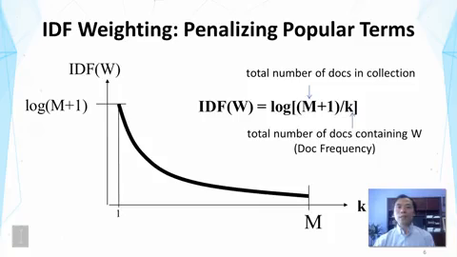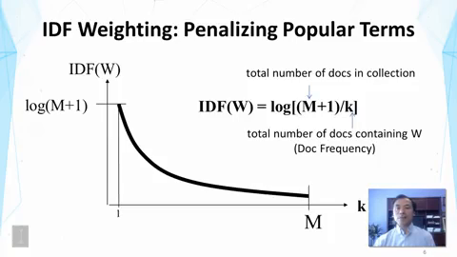Now in this case, we can use the IDF weighting that's commonly used in retrieval. IDF stands for inverse document frequency. Now document frequency means the count of the total number of documents that contain a particular word. So here we show that the IDF measure is defined as a logarithm function of the number of documents that match a term, or document frequency. So k is the number of documents containing the word, and m here is the total number of documents in the collection.